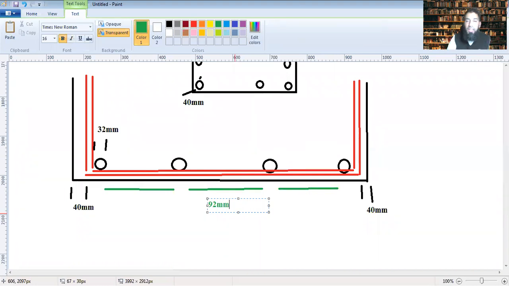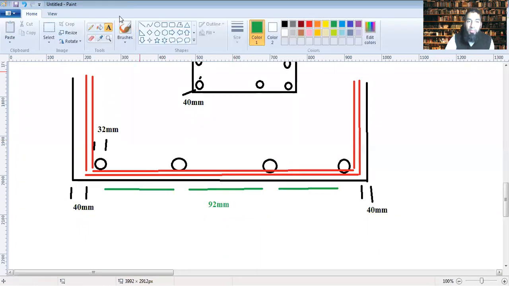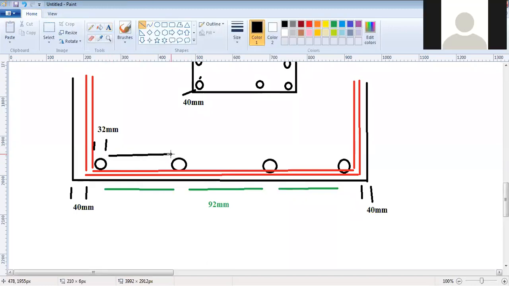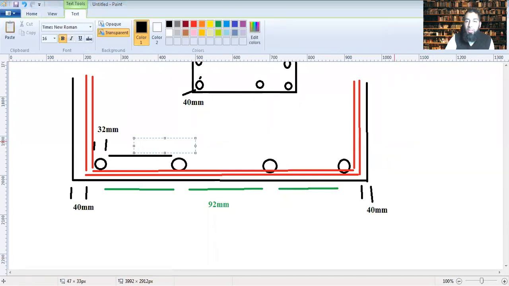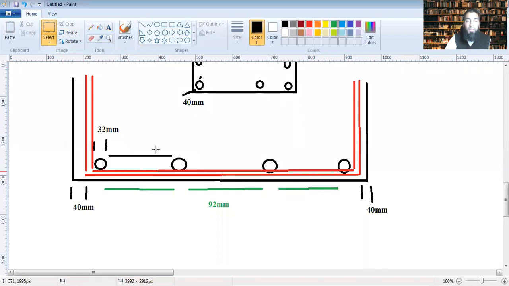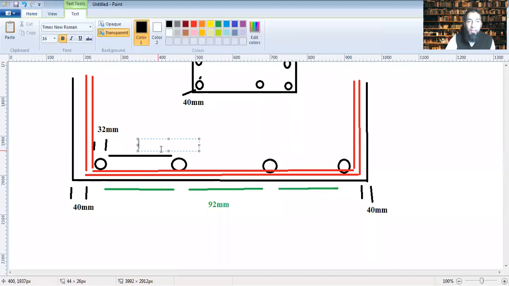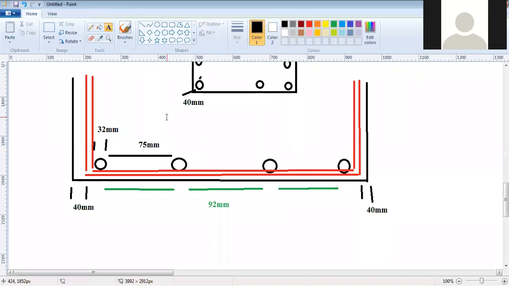How much should this be minimum? From this point up till this point. Yes, someone. 75 mm. Jeet. What about the others? Umar, you have also written 75 mm, yes sir. Isn't it? So you need at least 75 mm.